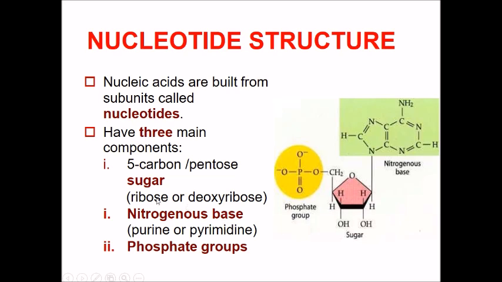Ribose sugar can be found in RNA, and deoxyribose sugar can be found in the structure of DNA. And next is nitrogenous bases. There are two types of nitrogenous bases. The first one is purine, and the second one is pyrimidine. And next, they also consist of one phosphate group that attaches to the carbon number 5 over here. So let's look at further details on each of these three components.